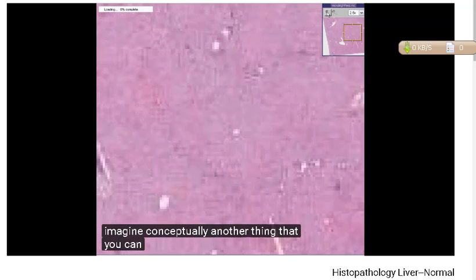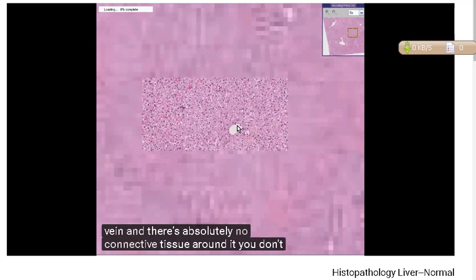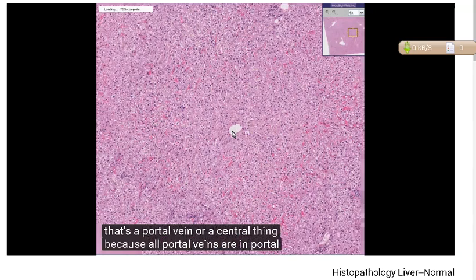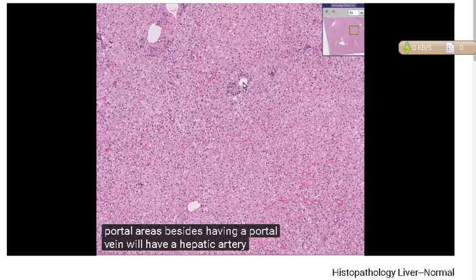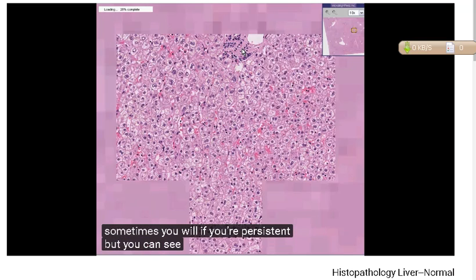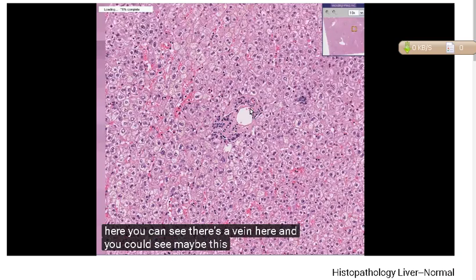Another thing that you can rely on is that if you see a vein and there's absolutely no connective tissue around it, you don't have to sit there and wonder whether that's a portal vein or a central vein, because all portal veins are in portal areas, and all portal areas have connective tissue around them. And all portal areas, besides having a portal vein, will have a hepatic artery and a bile duct. You probably will never see all 3 of them in many of the lobules. Sometimes you will if you're persistent, but you can see there's a little artery here. You can see there's a vein here. And you can see maybe this was part of a bile duct.